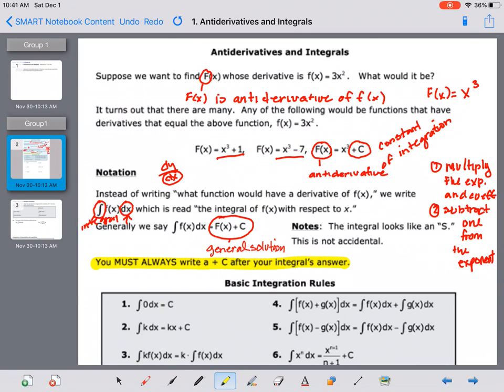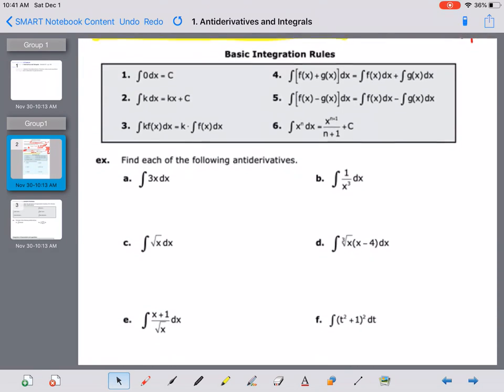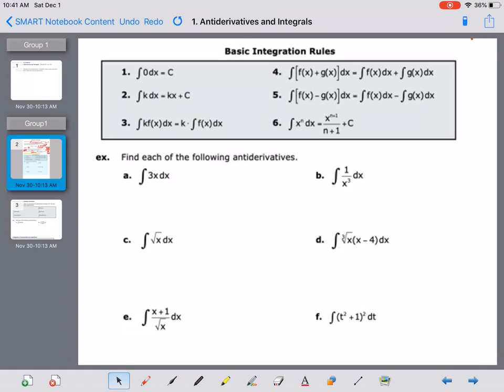Okay. So some basic rules, just like with derivatives we had basic rules, with integrals we have basic rules as well. So I'm going to scroll this up. Okay, if we're taking the antiderivative of 0, we get a constant value. So that's number 1. Because we know the derivative of a constant is 0. So kind of working backwards.